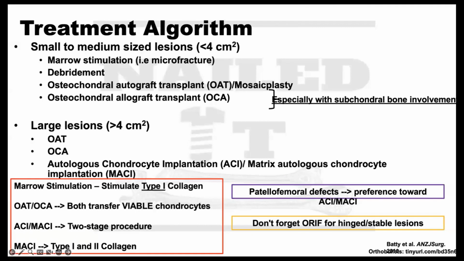For larger lesions, those that are over 4 centimeters squared, again, you look at your OATS, you look at your OCA, and then you start to talk about your autologous chondrocyte implantation, your ACI, or your matrix autologous chondrocyte implantation, your MACI.